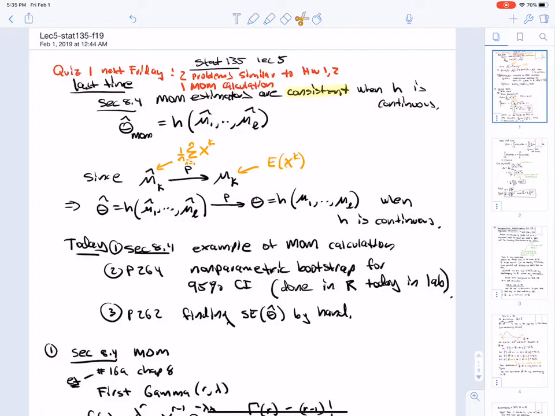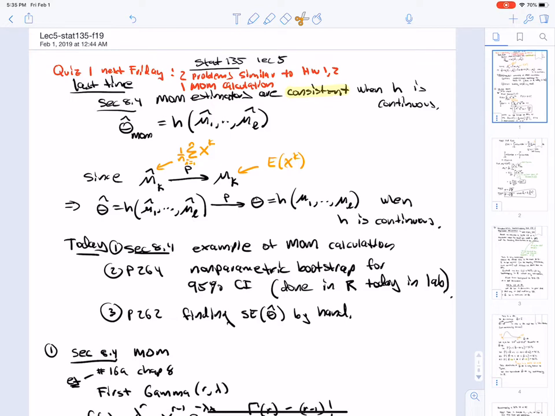Hello, it's Stat 135, Lecture 5. You guys have Quiz 1 next Friday. It's going to have 3 problems, 2 problems similar to Homework 1 and 2, and 1 problem which will be a MOM calculation. So last time we saw that MOM estimates are consistent when h is continuous.